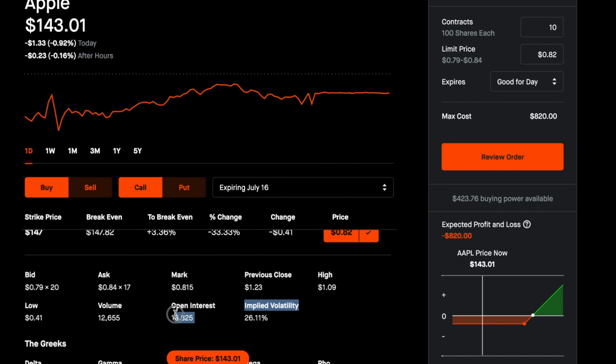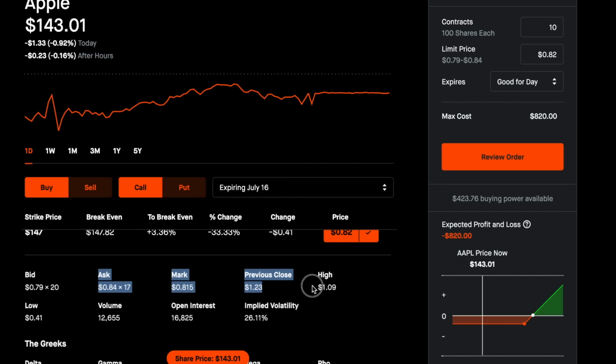Open interest is the amount of people currently interested in this contract. Volume is the amount of people currently trading the contract. Implied volatility is how volatile it could be. The higher is usually the better because volatility moves contracts a lot heavier, and your contract has a better chance of moving, which can make you profit more or lose more. You know, that's the risk you take.